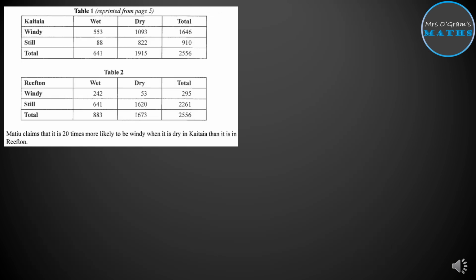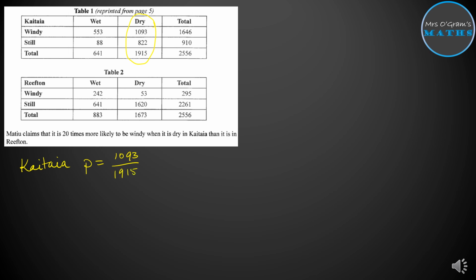Okay, so just shrinking that down to just the 2 tables, so I've got space for some working. We want the chance in each of those places and then work out that relative risk. So we'll start with Kaitaia. The chance that it is windy when it's dry, so we're only looking at the dry section. The chance of being windy is 1093 out of 1915 dry days.